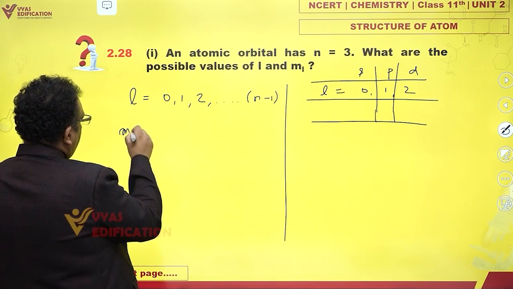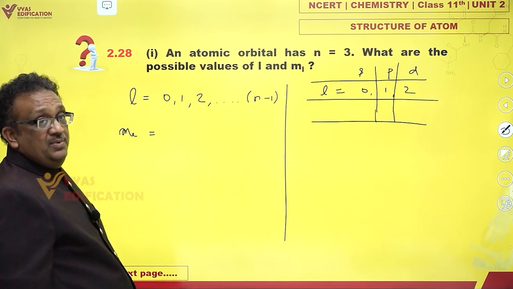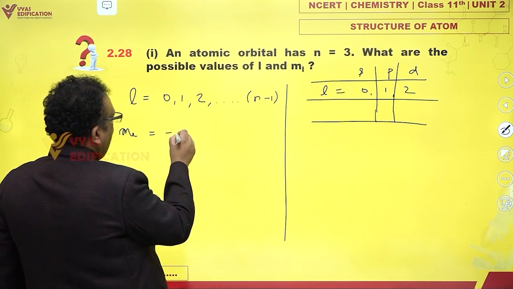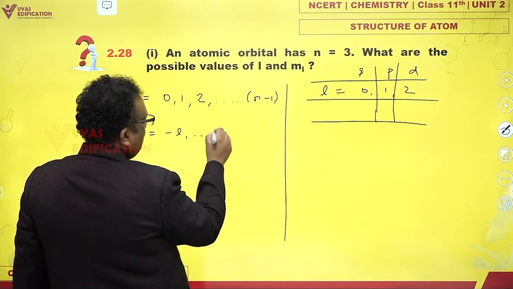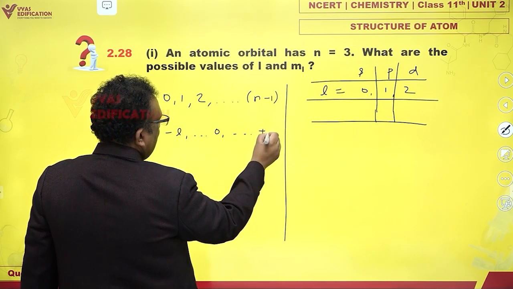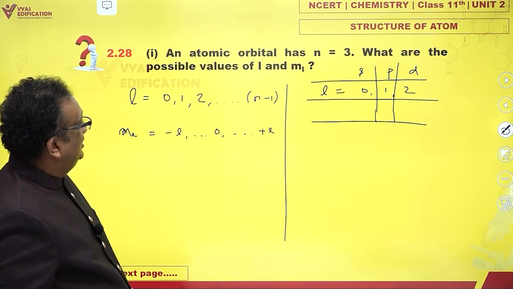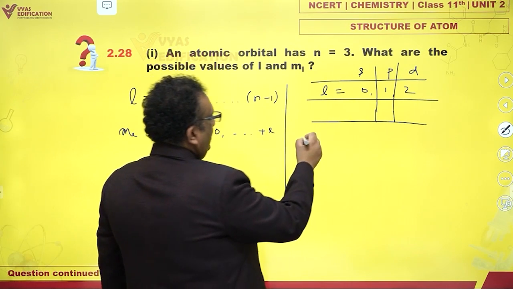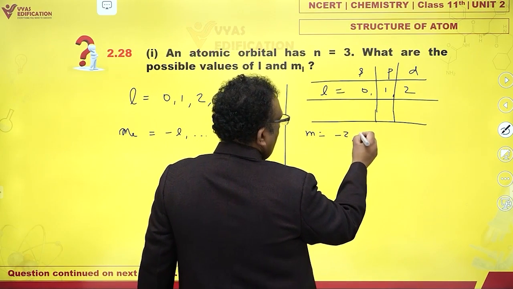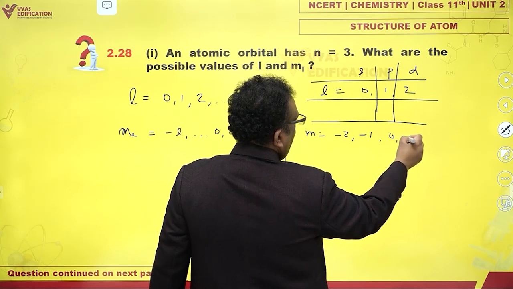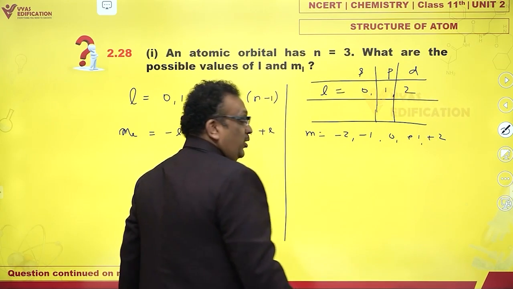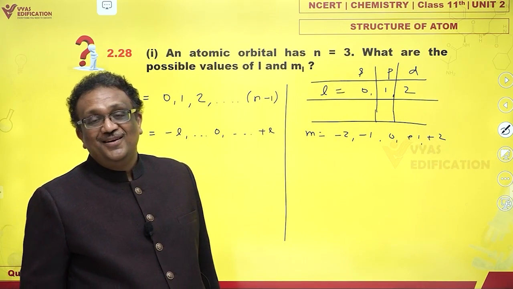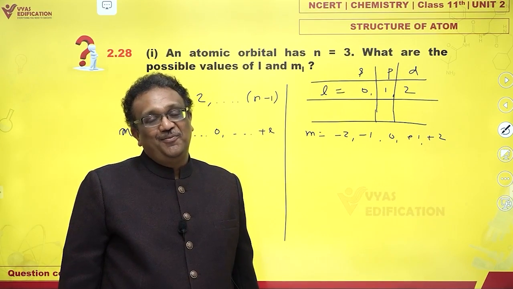ML. What is ML? It varies from minus L till 0 till plus L, all integers. So M can be minus 2, minus 1, 0, plus 1, plus 2. Any of these 5 values. Each of them is a valid number.